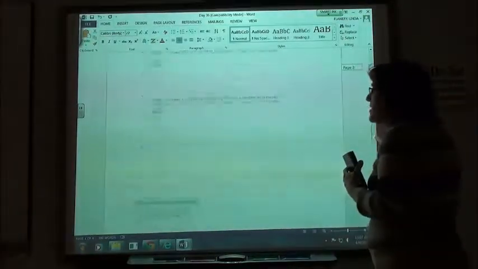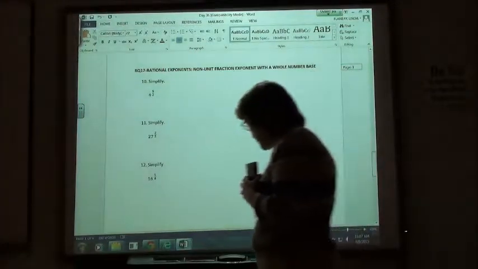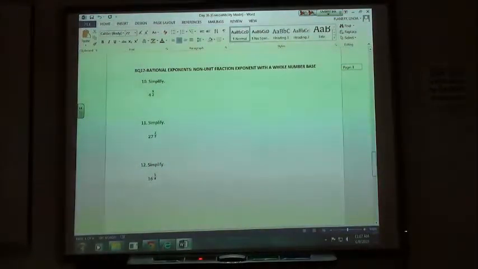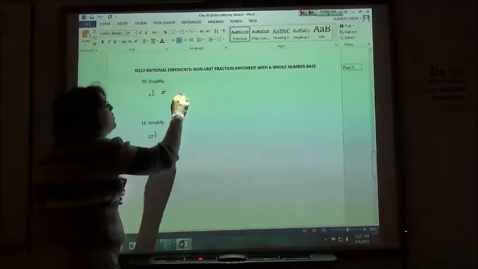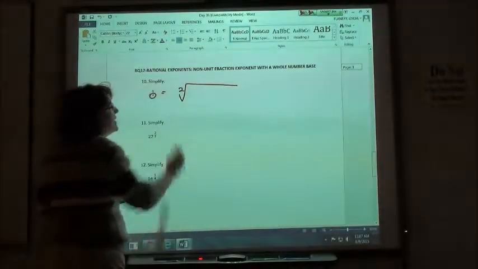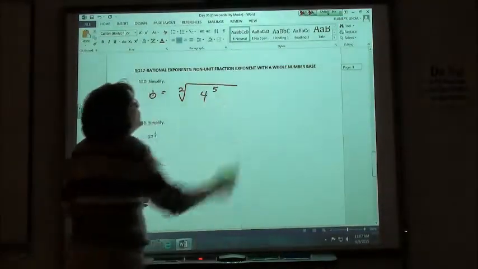Especially when we get to the next ones. The next ones we are doing rational exponents. Those are ones that have a fraction in it. I can rewrite a fractional exponent by changing it into a radical expression. This is equal to, and the denominator is the index to your radical. So I would say the square root of 4 to the 5th.